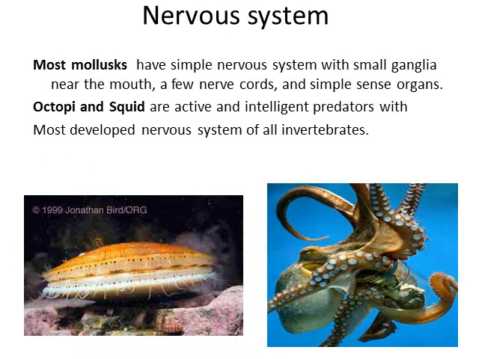The nervous system, again, a wide range from the very simple to the very, very complex. So most of the mollusks, like this guy here, would have a very simple nervous system with small ganglia and a few nerve cords. So again, maybe a little bit more sophisticated than our annelids or the earthworms, but not incredibly so, just a little bit. They would have simple sense organs.